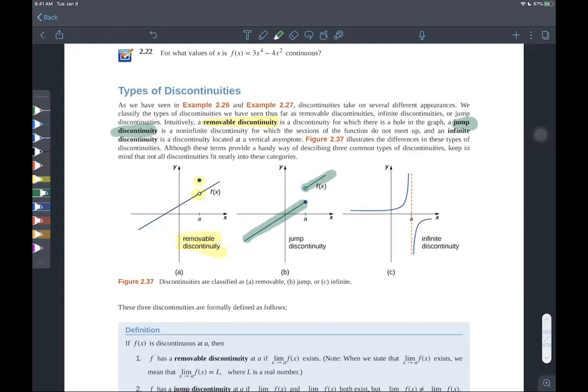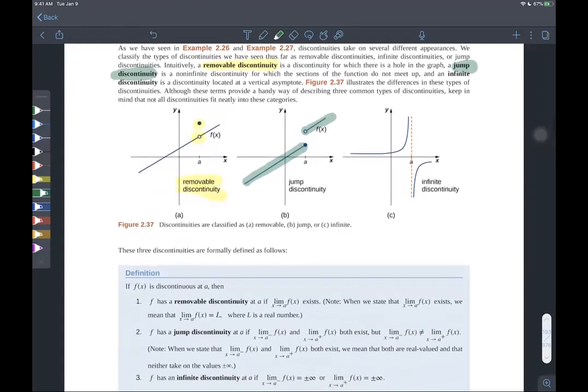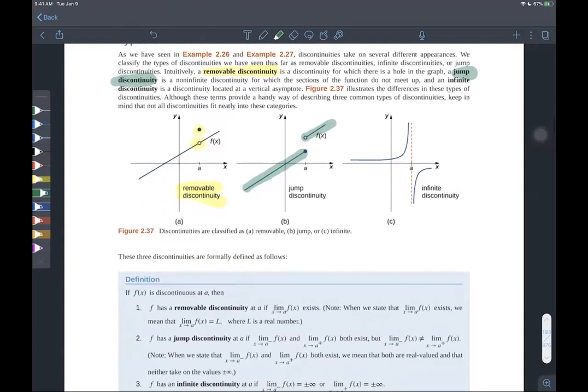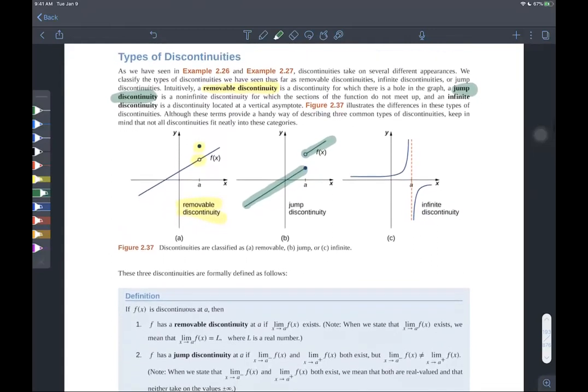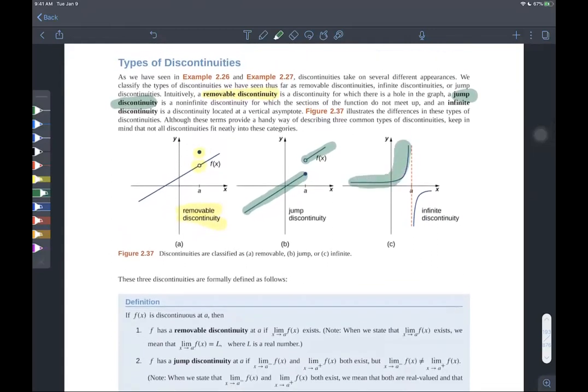And yeah, they give us more precise definitions coming up ahead, because you could say, well, what about this one here? These pieces of the function don't meet up. So let's continue here. An infinite discontinuity is a discontinuity located at a vertical asymptote.